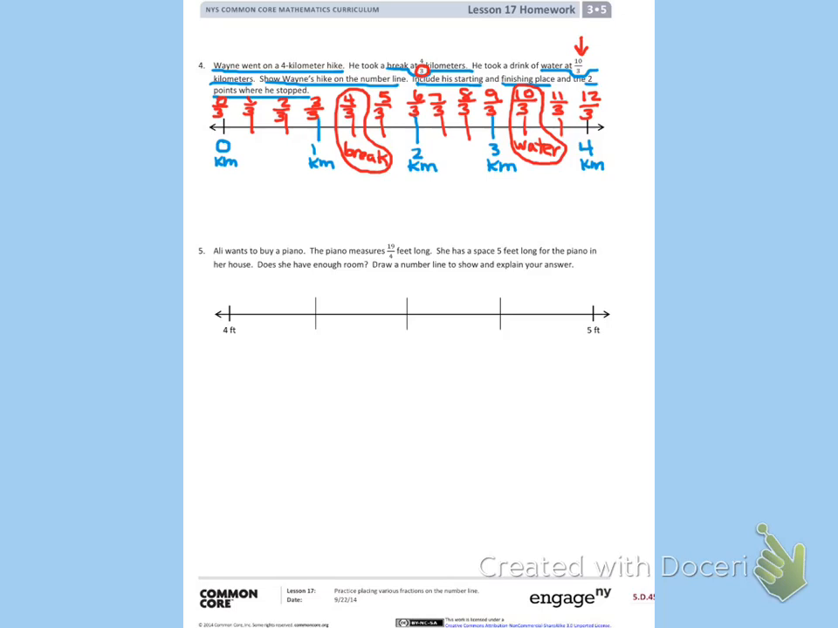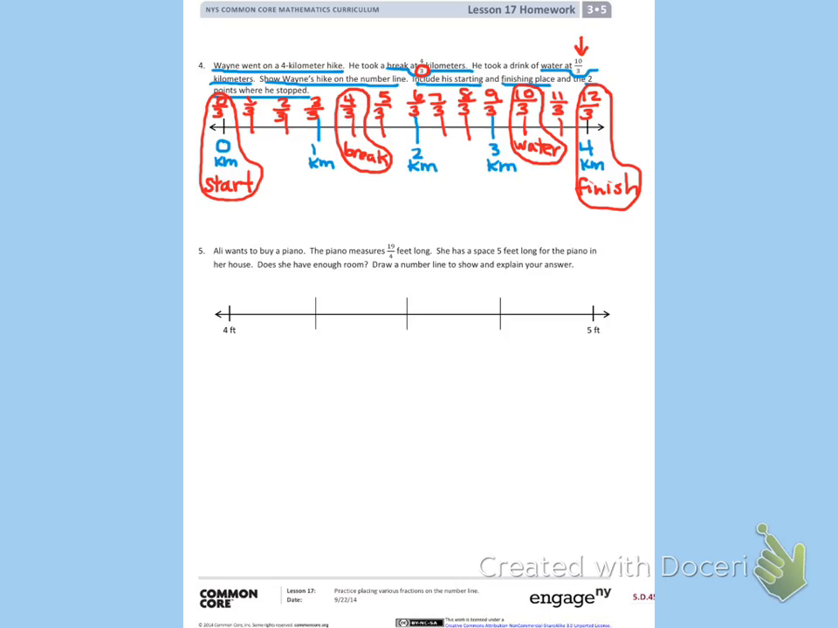I could even put down the word start and finish, so my teacher knows that I understand where each thing is on the number line. I think I'll even go ahead and circle this just so that she can see, or he can see, where my labeled parts are.